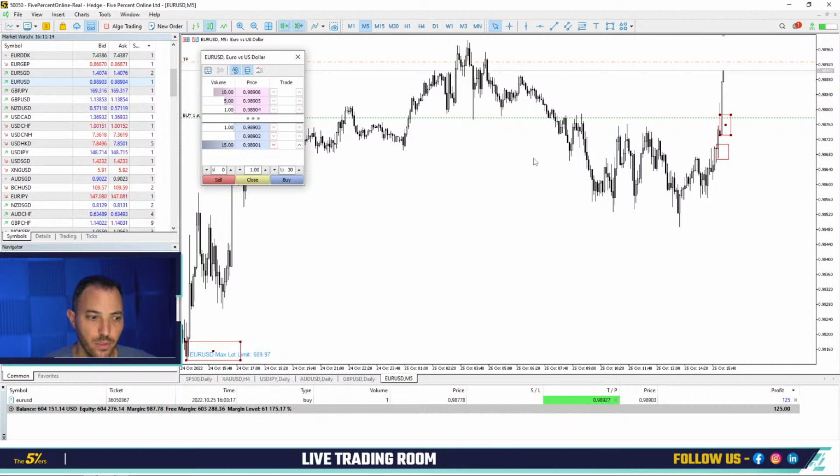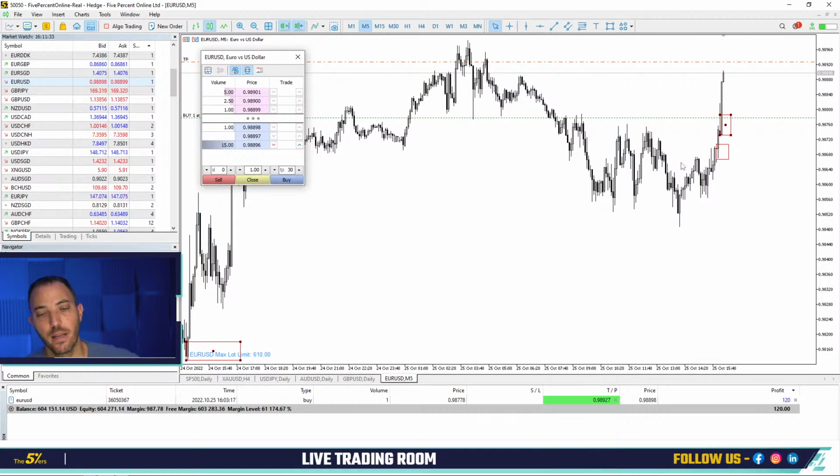Shane, using the WebMT5, this is the PC version of it. It's not a WebMT5. But WebMT5 is a great solution for Apple devices that are struggling now to download the MT5, for example. But this is the web solution.